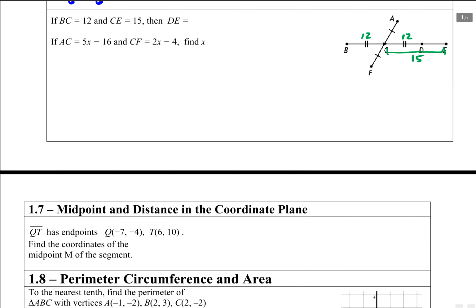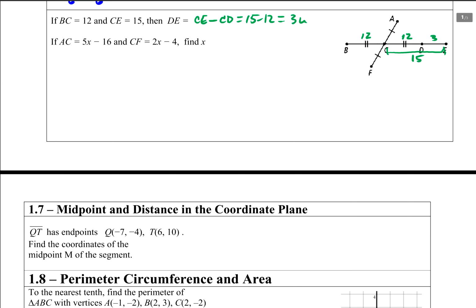Well, the length of DE is just the length of CE minus CD, which is 15 minus 12, which is 3 units. All right, 12 plus 3 is 15. Notice when you label it on the diagram, it's really pretty obvious what's going on. Draw, draw, draw, label, label, label.